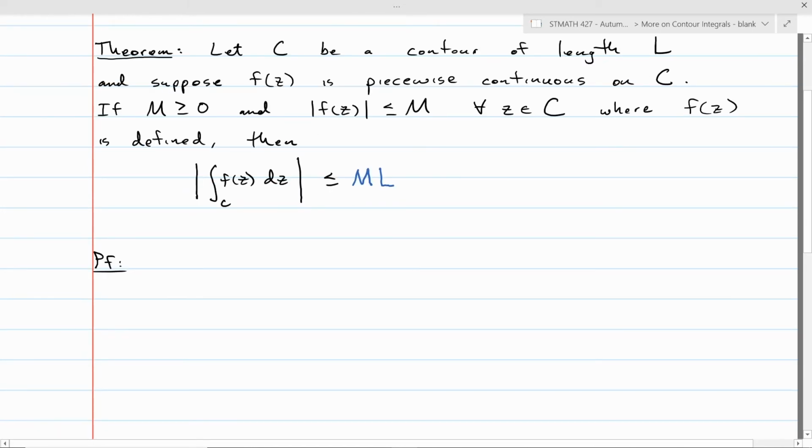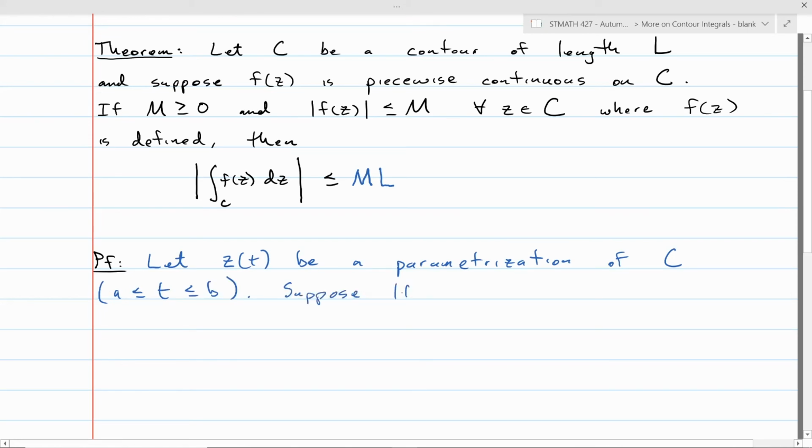All right, so let's see how we might prove this. Well, if we want to get our hands on the integral, we need to have a parameterization for our contour. So let's start with that. Let z of t be a parameterization of C, and we've got to have some interval for t here. Let's say t goes from a to b, and then of course we'll suppose the modulus of f of z is less than or equal to M for every z that's on our contour where the function is defined. Of course, we're assuming here M is bigger than or equal to 0.